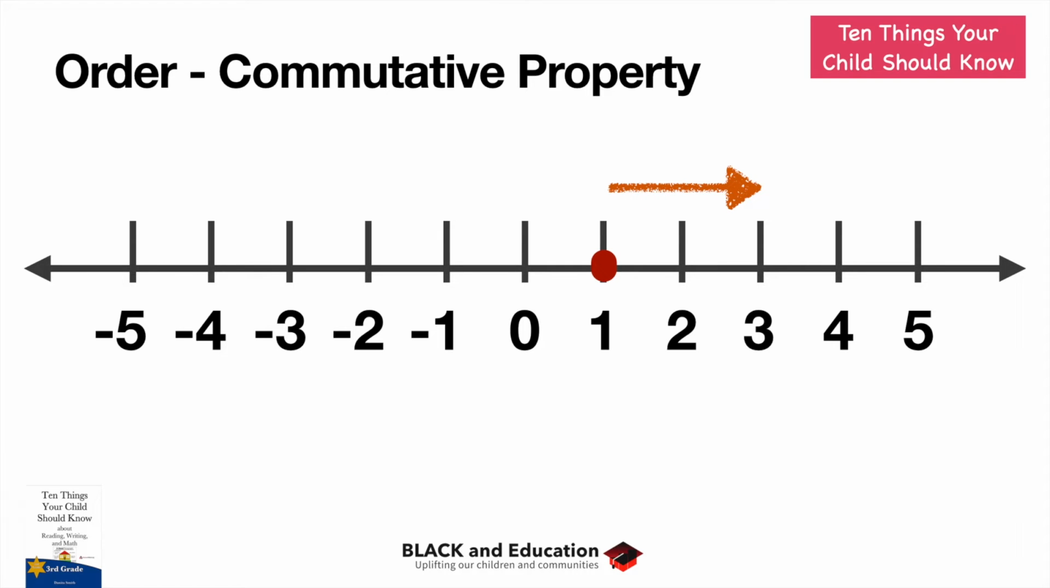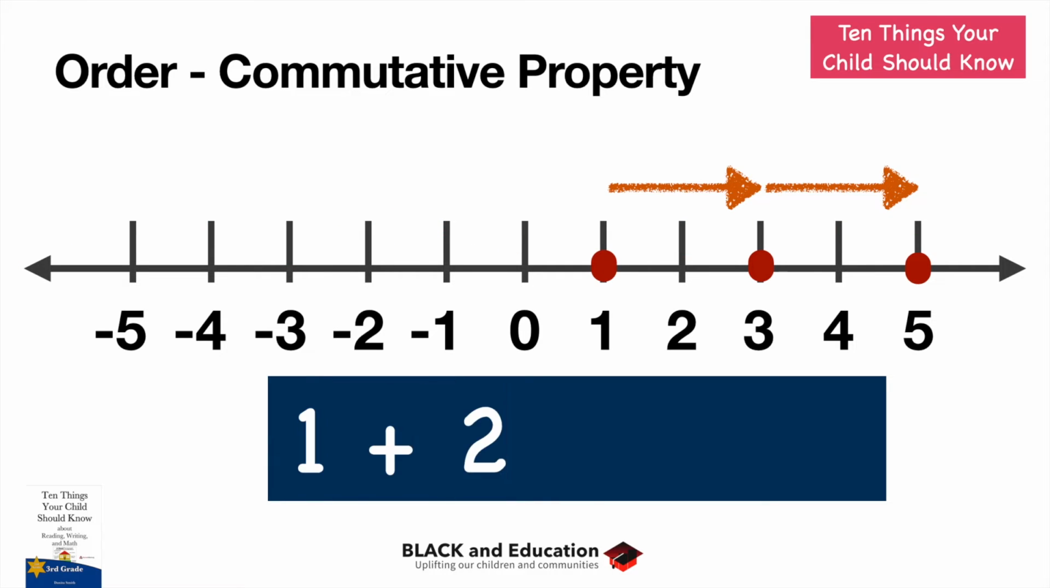Let's say I start out at the number 1 and I want to go up 2. And so if I go up 2 from number 1, I'll be at 3. And if I go up another 2 from 3, I'll be at the number 5. So essentially what that's telling me right there is that 1 plus 2 plus another 2 is equal to 5.